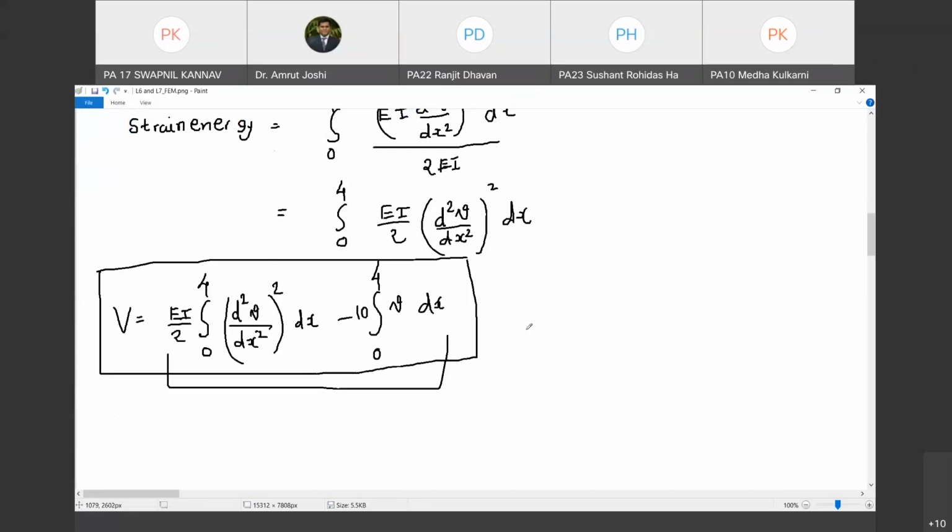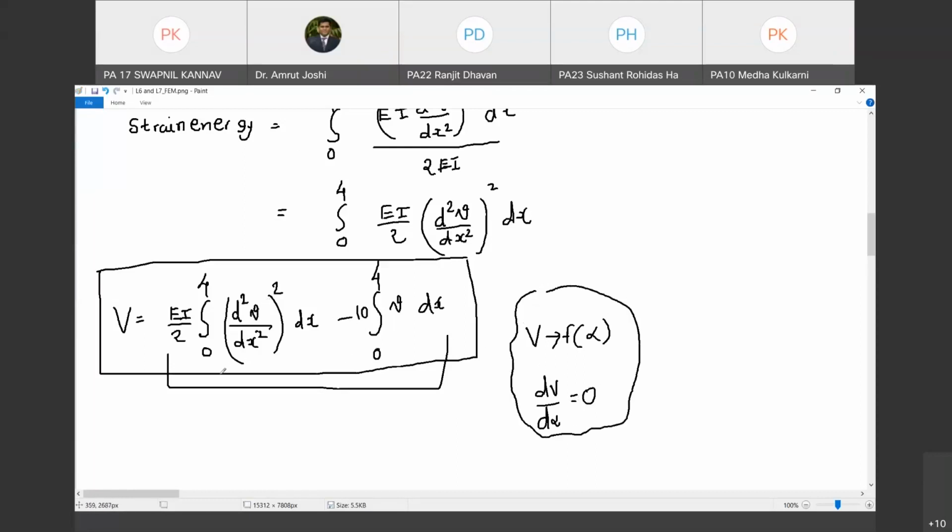Yes, sir. So V needs to be a function of something. Let us say it is a function of alpha. Then to minimize V, I will have to take dV by d alpha and set it to 0. Do you agree with me? Yes, sir.